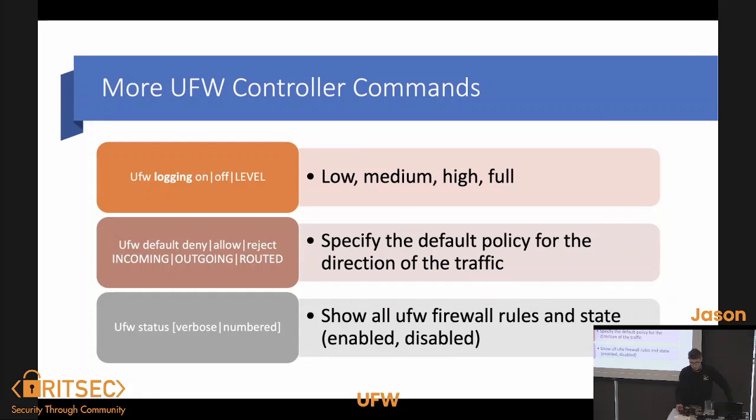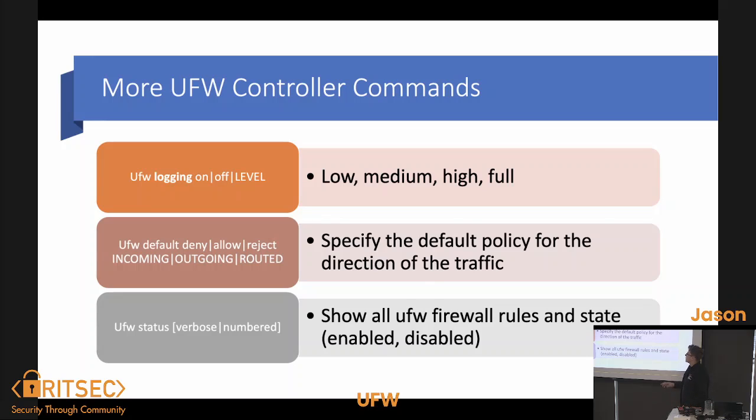Some more UFW controller commands. So we can have some logging with UFW. I can't see my notes, so I'm going to have to go off memory here. When you have UFW logging on low, it'll just log all of the packets that get blocked by your rules, and then you can have a logging tag on a rule, and so every rule that a packet gets applied to will get logged as well.